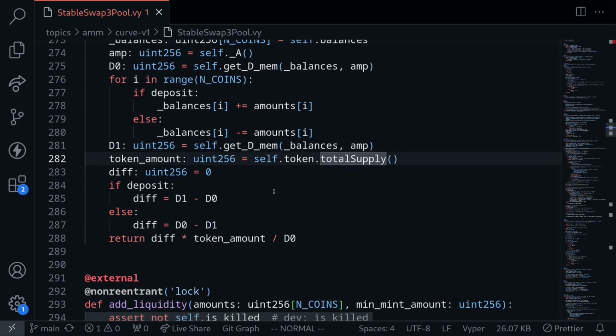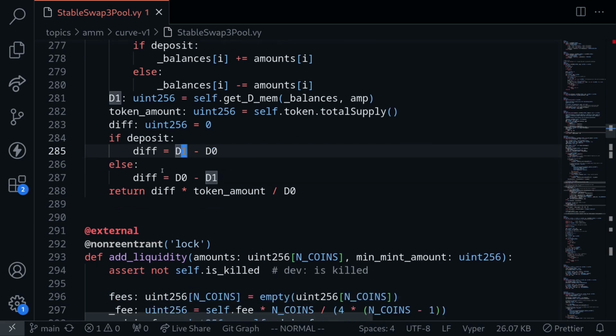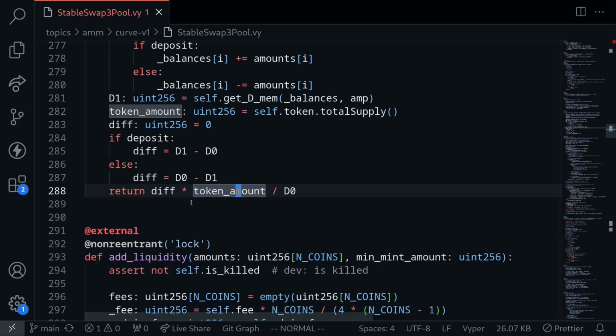Next, it gets the total supply, and then it calculates the difference of D1 and D0. If it is a deposit, then D1 must have increased, since we're adding tokens, so liquidity must have increased. Otherwise, if we're taking liquidity out, then liquidity must have decreased, so D0 will be greater than or equal to D1. Taking this difference, we multiply by the total supply of LP tokens, and then divide by the liquidity D0 before the balances were updated. In other words, this diff divided by D0 represents the ratio of change in liquidity, and then multiplying by the token supply calculates the amount of LP tokens that either will be minted or will be withdrawn.